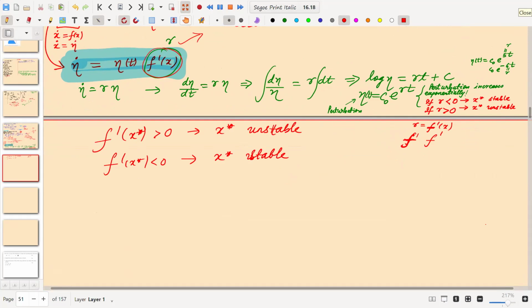Can you see how we derived the condition? How nicely we derived the condition for the stability of the equilibrium point of 1D flows. Okay, I hope you can understand.